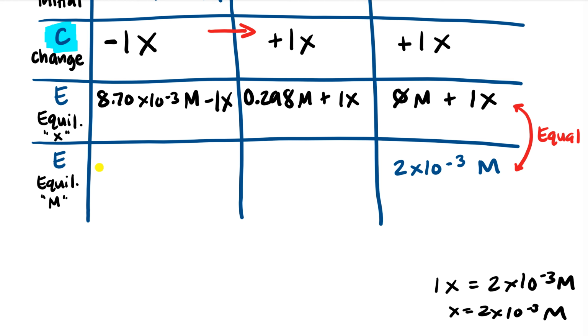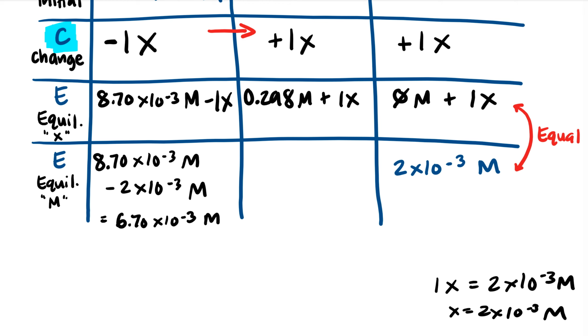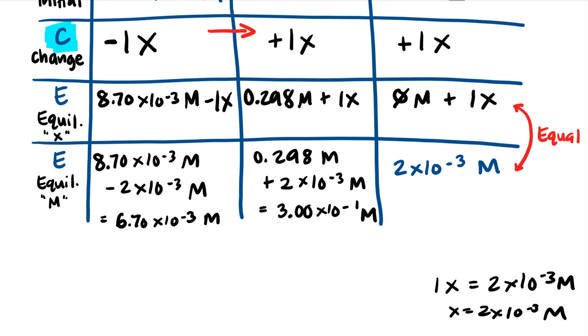So for our reactant, it will be 8.70 times 10 to the negative third molar minus 2 times 10 to the negative third molar. So that's going to give me an answer of 6.70 times 10 to the negative third molar. Repeat the process for our product. It will be 0.298 molar plus 1x. Subbing in our x, we're going to get an equilibrium concentration of 3.00 times 10 to the negative 1 molar.